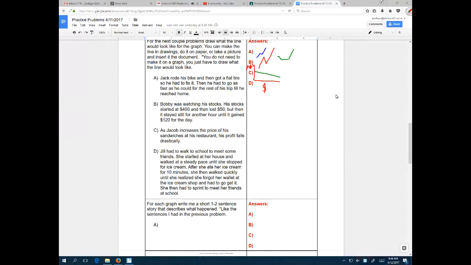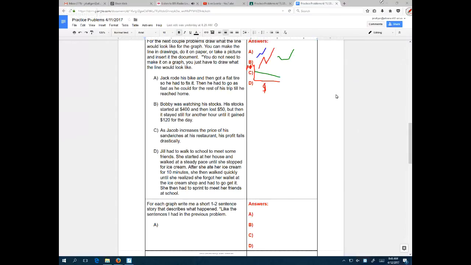Very good. Last one, Jill had to walk to school to meet some friends. She started at her house, walked at a steady pace until she stopped for ice cream. That's the first thing. Second thing, after she ate her ice cream for about 10 minutes, she then walked quickly until she realized she forgot her wallet at the ice cream shop and had to go back and get it. She then had to sprint to meet her friends at school.